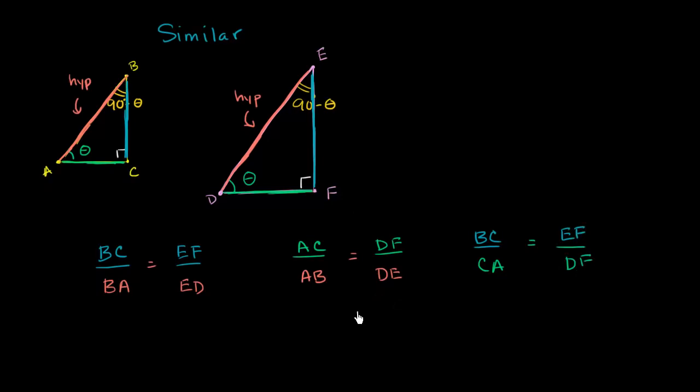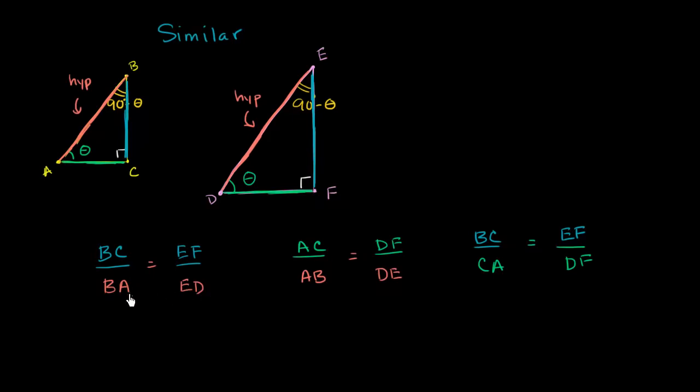And we got all of this from the fact that these are similar triangles. So if this is true for all similar triangles, or if this is true for any right triangle that has an angle theta, then those two triangles are going to be similar, and all of these ratios are going to be the same.